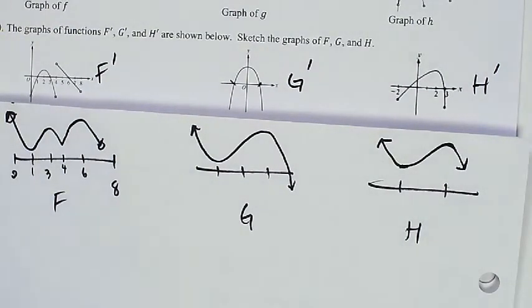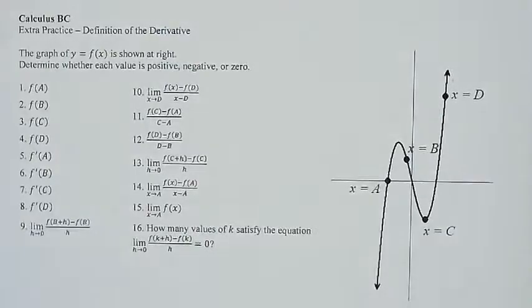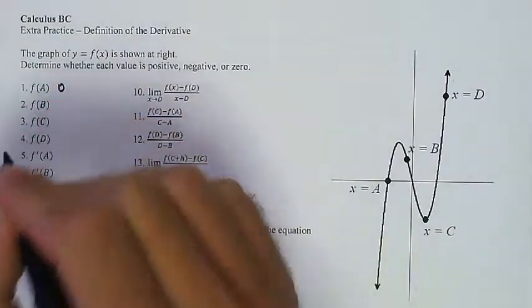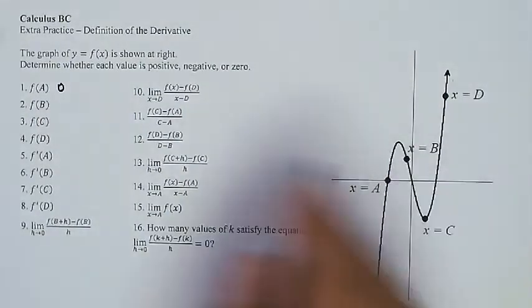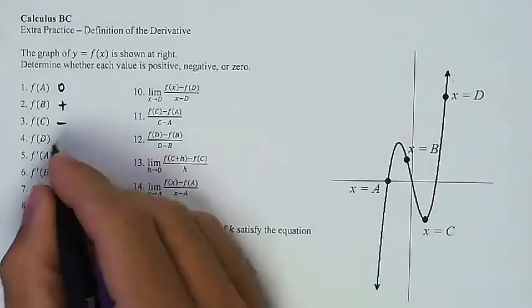Okay, now I'm going to record solutions to the extra practice. All right, so we've got a graph right here. We've got some points labeled. Just a couple of tools here. And we're going to determine whether the quantities are positive, negative, or 0. Okay. f of a, that's the height of the graph of y equals f of x at x equals a, that's 0. Okay, f of b is positive, f of c is negative, f of d is looking positive.